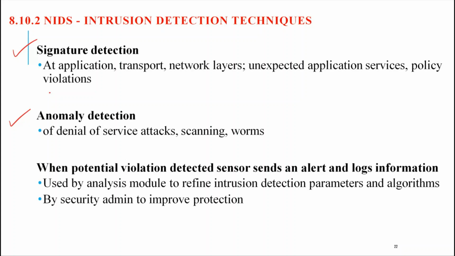So we already discussed this in the host-based intrusion detection itself. When a potential violation is detected, the sensor sends an alert and logs the information. You can use anything, either signature or anomaly. If there is a violation, if an intrusion takes place, immediately your sensors are going to give the alert and then log the information.